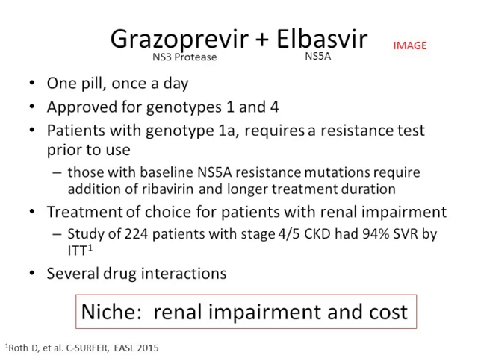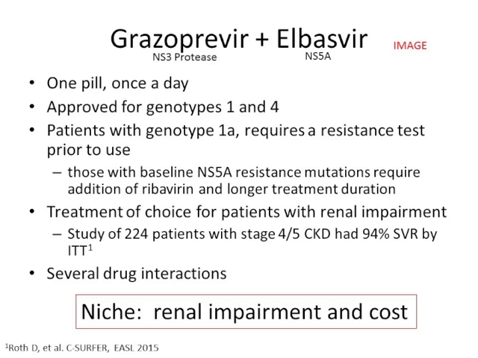If you have genotype 1A, you need to have a viral resistance test before you use this treatment to see if you have any NS5A resistance mutations. If you do have some of these viral variants at baseline, then you're going to need the addition of ribavirin and you're going to need an additional 4 weeks of treatment. So typically a patient would get 12 weeks. These individuals will need 16 weeks.